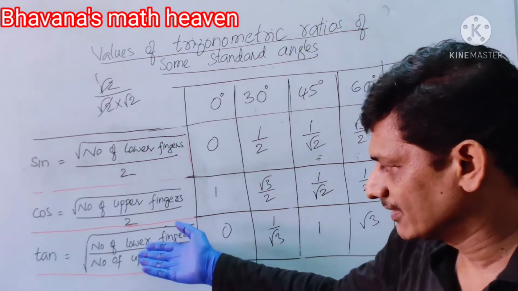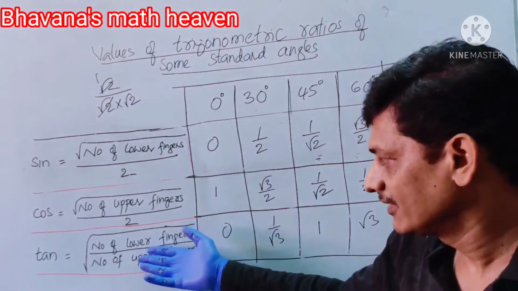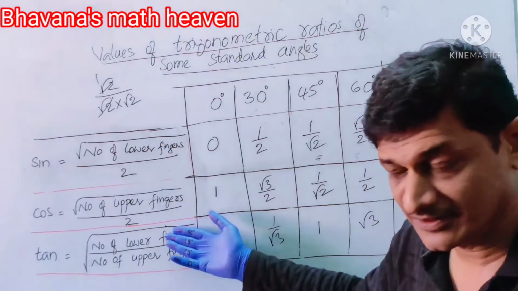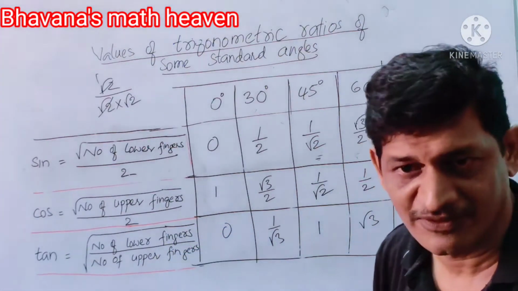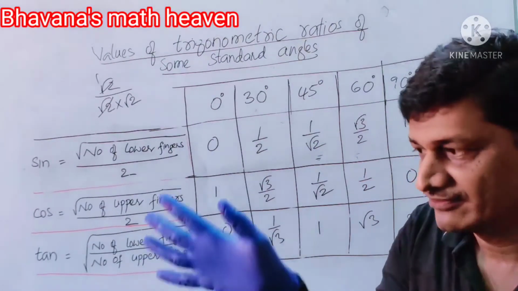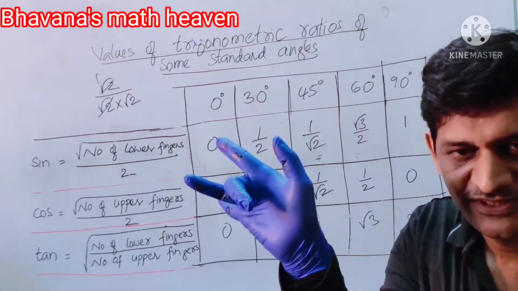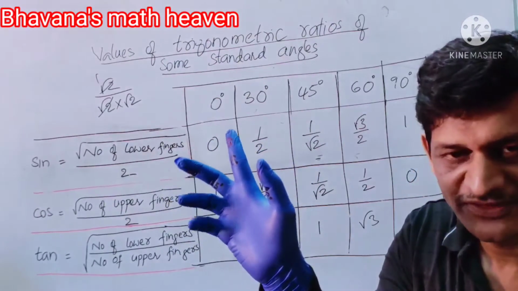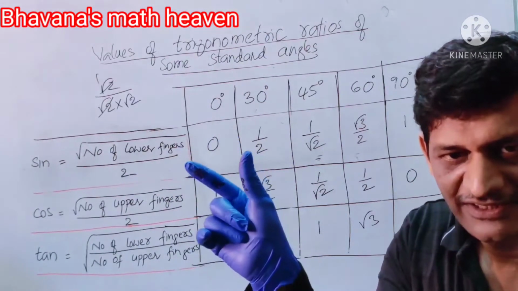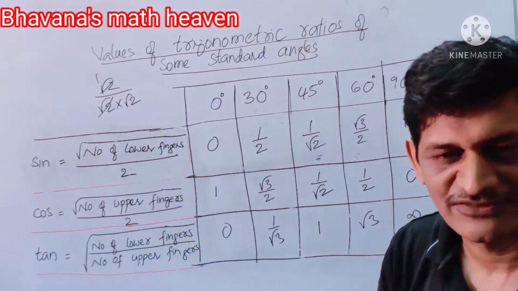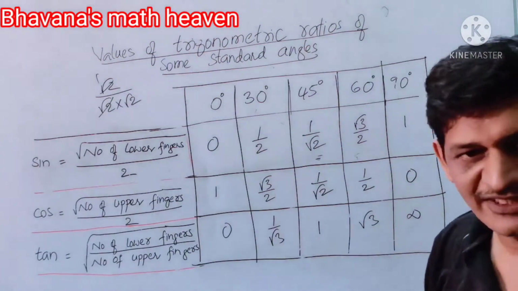Otherwise you can apply this simple technique to get the values of tan: root of the number of lower fingers by the number of upper fingers. For example, if you want to find the tan 45 value, this is the 45 degrees finger. Fold this. How many are there at the bottom of this finger? 2 fingers are there. In the upwards, 2 fingers are there. So 2 by 2 is 1, root 1 value is 1, like that.